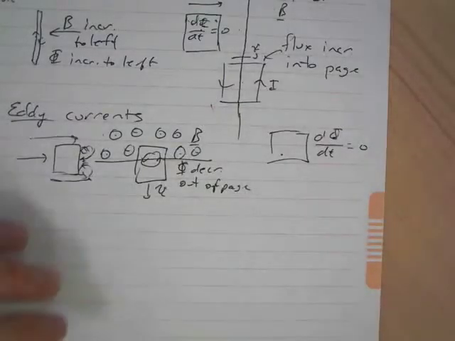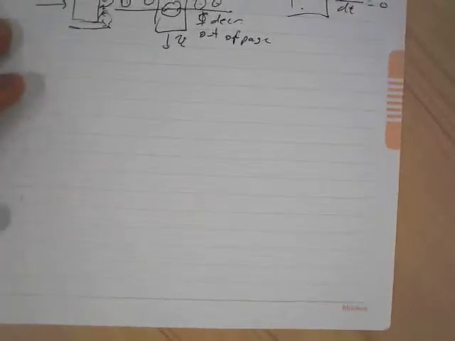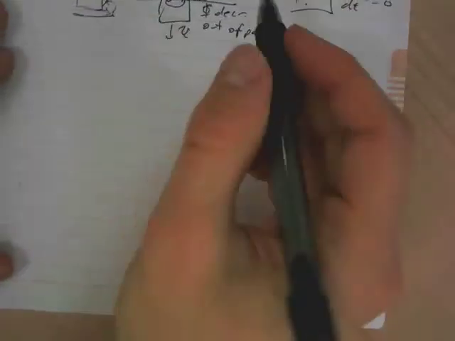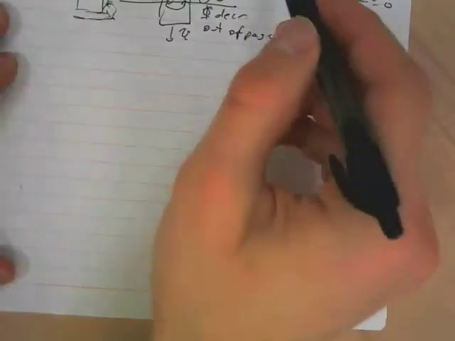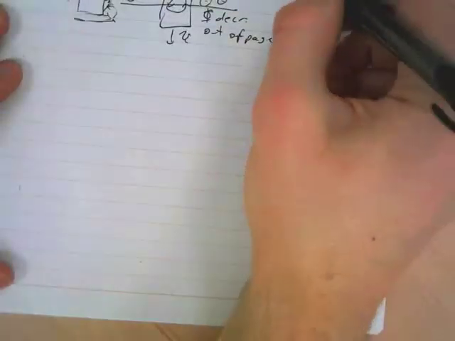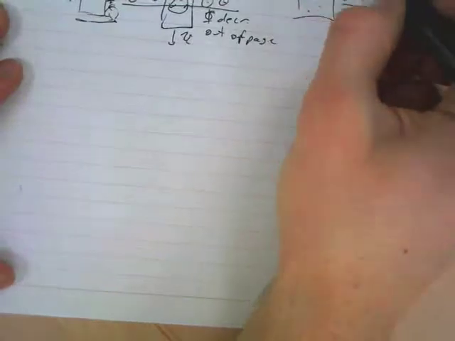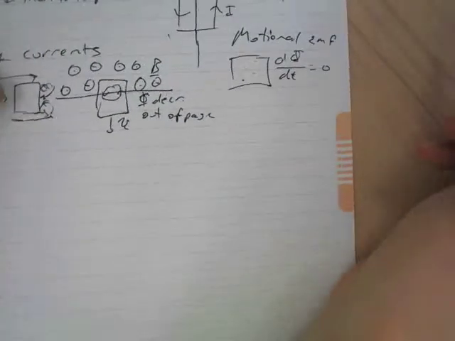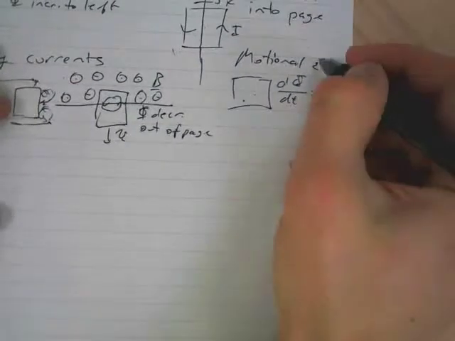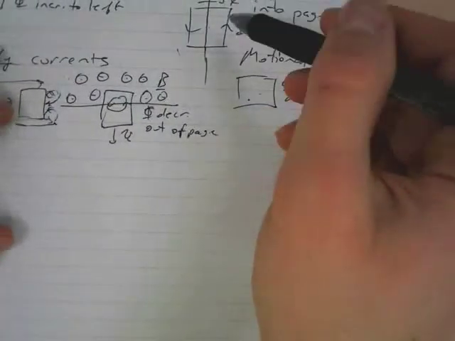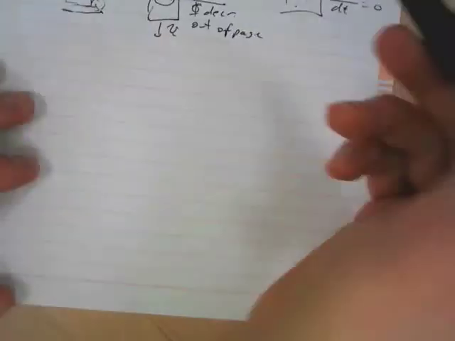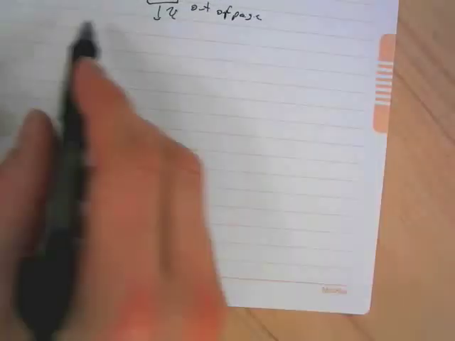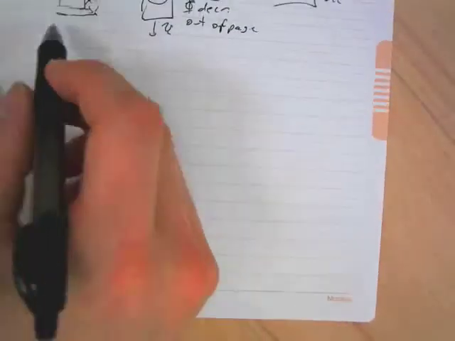Let's take a look at another example of generating an EMF. And I forgot to say, this example where it's moving in and out of the field is one example of what's called motional EMF, which is, I moved my paper down, it's called motional EMF because the loop in question is moving. Let's take a look at another example, and this one is in the book, and it's kind of interesting.